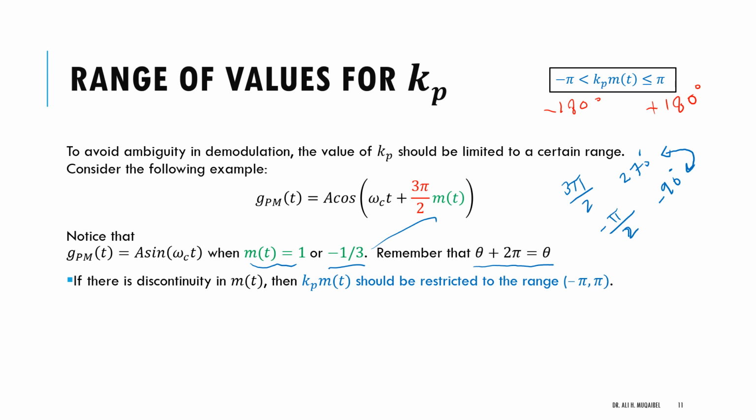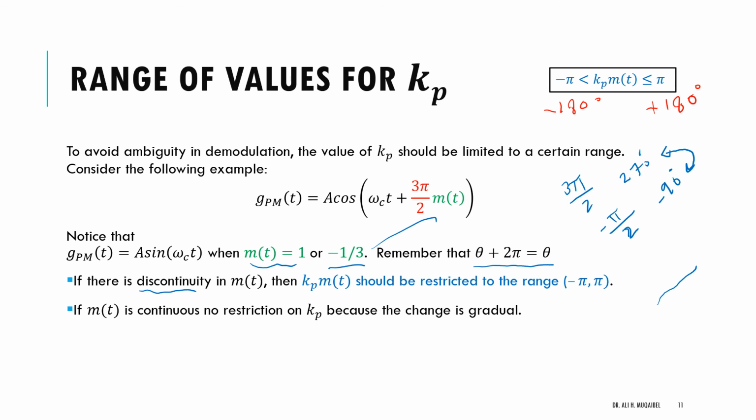So first, if there is discontinuity in m of t, then Kp times m of t should be restricted. And this is usually in digital communication. If m of t is continuous, then there is no need for the restriction because the change is gradual. So we can look at the previous angle to tell whether it's minus 90 or 270. And of course, real m of t are band limited, so there are no real discontinuities. So there is no strong restriction on Kp. Theoretically there is, but in practice there isn't.